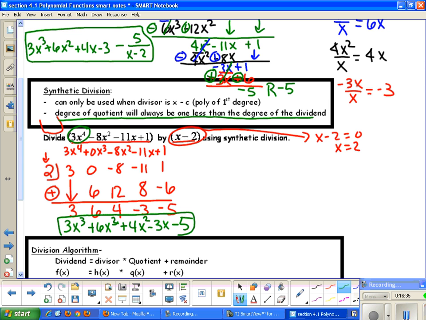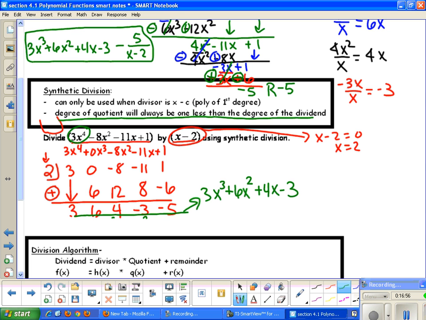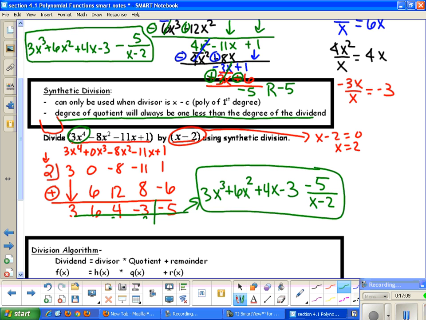So this right here, no, sorry, just kidding. Let's do that again. I'm gonna write it over here. So 3x to the third power plus 6x squared plus 4x minus 3, and then our remainder is negative 5 over x minus 2, because this right here is always your remainder. So that's how you could have also done the problem with synthetic division.